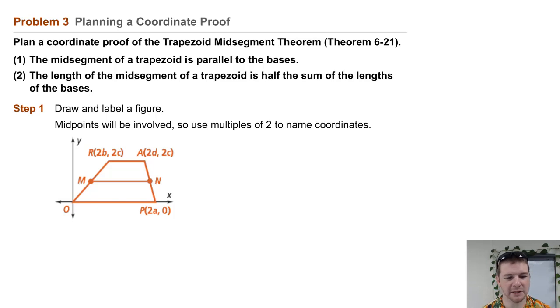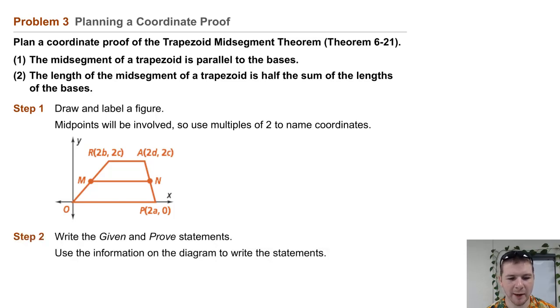Now we could have used simply a for the x-coordinate, but since we're using midpoints, like was recommended, if we use 2a, that will make dividing by 2 simpler, and it might make our answer simplify more nicely later on. Vertex A at (2d, 2c), and vertex R at (2b, 2c).